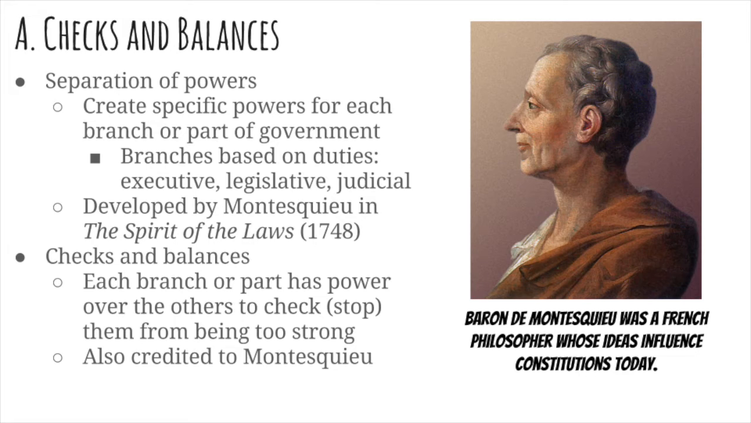So once the powers are separated, then each of the branches has certain powers over the other branches of government. So we separate the branches, and then we make sure that each can check the power of the other to keep them from becoming too strong. And this also is credited to Montesquieu. So make sure you know the difference between separation of powers and checks and balances.